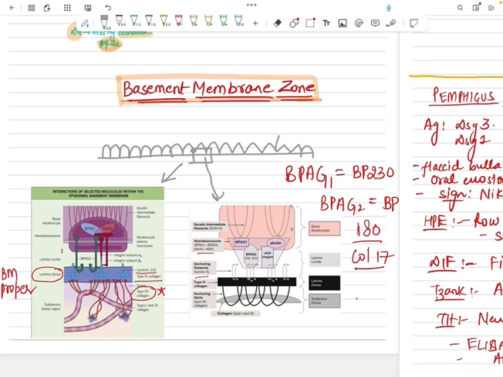So let us understand what is basement membrane zone. So this is the stratum basale keratinocytes, the basal layer, and from here we have the dermal epidermal junction, right? So this is the basal keratinocyte. Then there will be a layer known as lamina lucida. Then another will be the lamina densa. This is the basement membrane proper, also known as basement membrane proper. Then we will have sublamina densa, right?